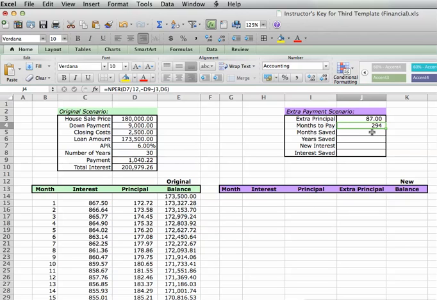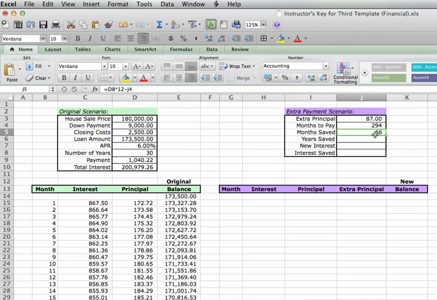Months saved is pretty straightforward actually. You're going to go with an equality. You're going to click on the number of years times 12. That would give you the 360 that you need. And then you simply subtract the months to pay. What this is telling us is by paying an extra $87, you have saved a whopping 66 months. I'm going to abbreviate or round that, better said, to 66.